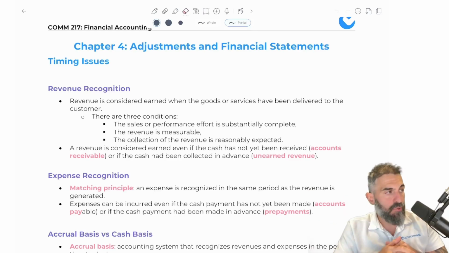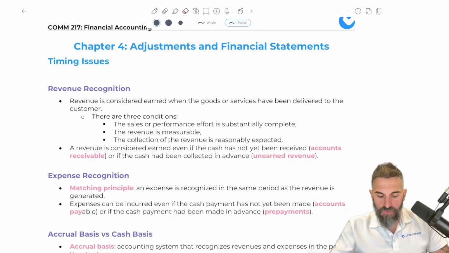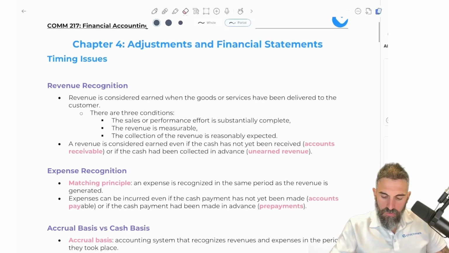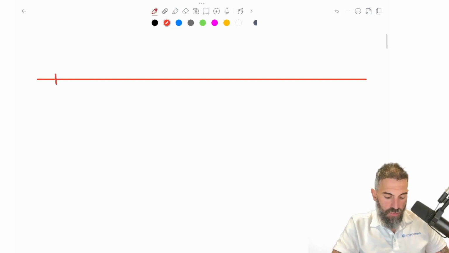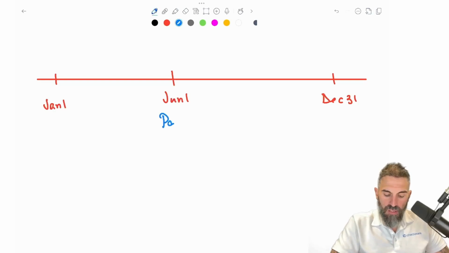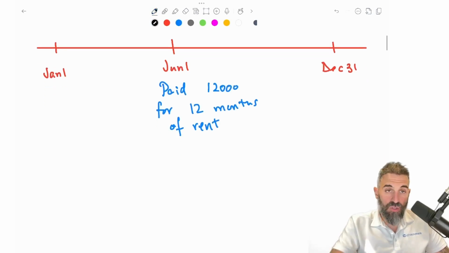I'll give you one more example, then we'll start. You prepaid your rent for a whole year, but you prepaid it on June 1st. And this one, I'll give you a visual. This line represents a year. Okay, so this is Jan 1 and December 31. But on June 1st, you paid, let's say $12,000 for 12 months of rent. We learned already how to record this particular transaction. This would be cash going down and prepaid rent going up.